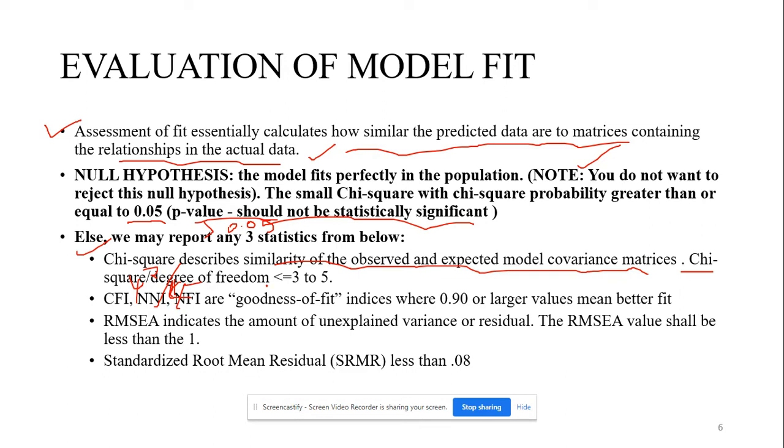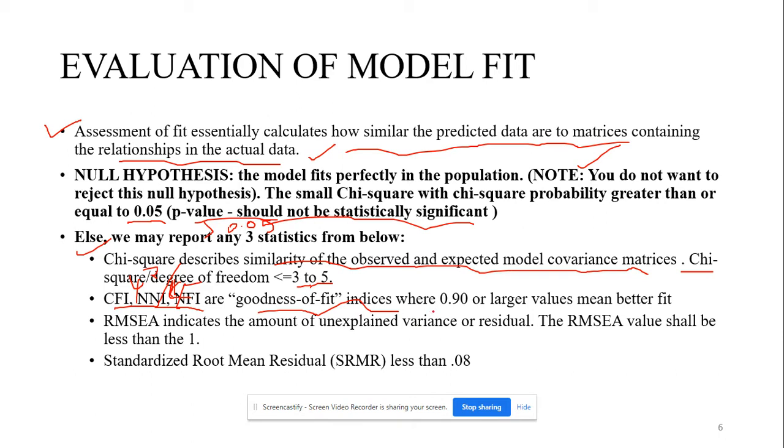This value, the ratio, should be less than or equal to 3. Normally this is preferred, but in some cases up to 5 is also accepted. Then there are goodness of fit indices. These are called CFI, NNI, and NFI. We will look at the detailed definitions later on.